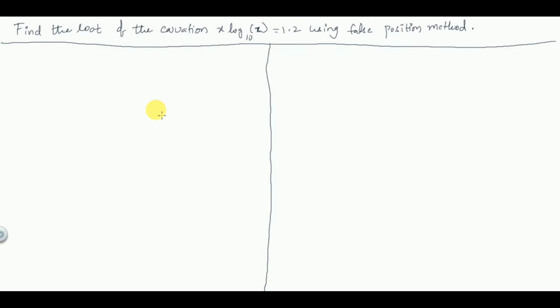So in this video we will solve another question using regula falsi method or false position method.